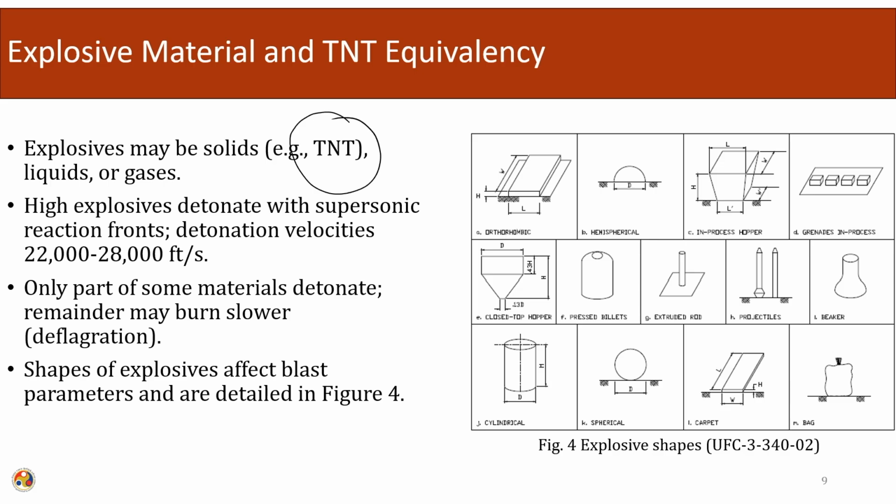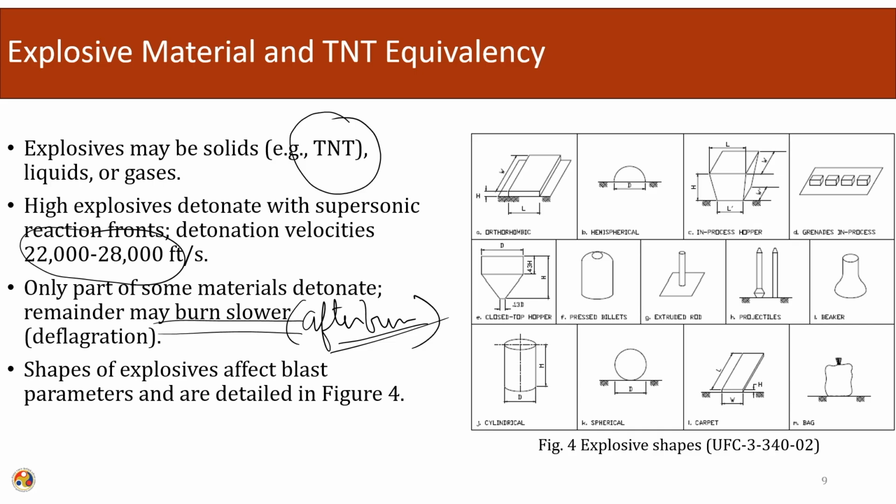As we have seen earlier, high explosives will detonate with a supersonic reaction front, and detonation velocities are around 22,000 to 28,000 feet per second. Only some part of the material detonates, and the remainder may burn slower. This is called the afterburn. The shape of the explosives affects blast parameters and this is shown in the figure.